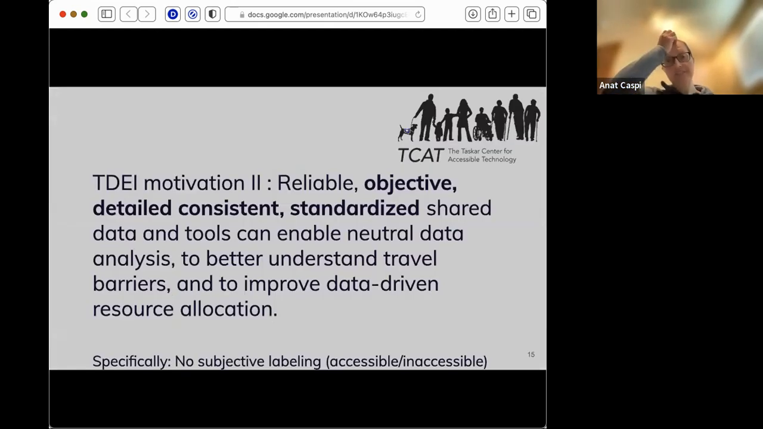Okay, so the second motivation is that we really need reliable, objective, detailed, consistent, and standardized shared data and tools. I know that's a mouthful, but the whole point here is that if we collect it in this objective, detailed way, we can reinterpret it for different populations. We don't have to go back and recollect the data, and we can enable a neutral data analysis to better understand any barriers that exist in the infrastructure, but also improve data-driven resource allocation.